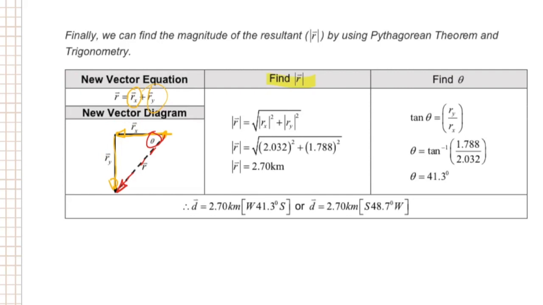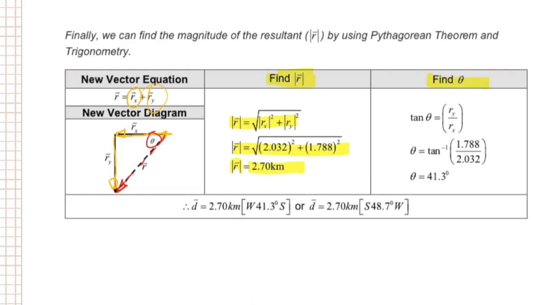Next, find the magnitude of the resultant. Well, since we've got a right angle triangle, Pythagorean theorem, and we get 2.7 kilometers, just like we did the last time we did this question. So that's the magnitude of the resultant. Of course, we have to find theta.